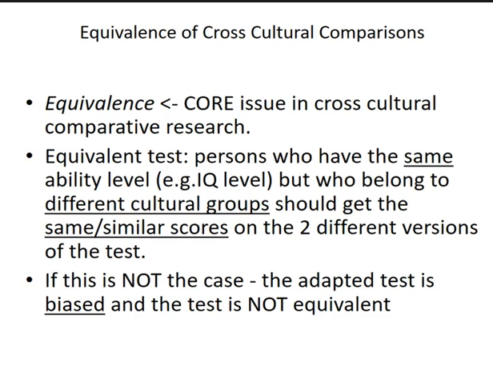If the scores are not the same or similar, then we say that the two versions of the tests are not equivalent and the items are said to be biased. We cannot make valid cross-cultural comparisons in this particular instance. In other words, their test scores are not directly comparable.